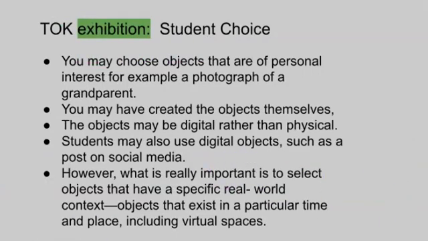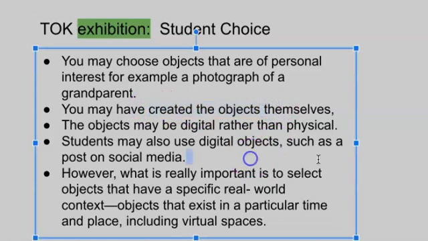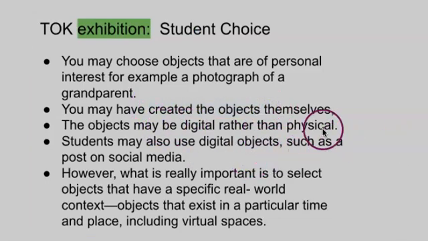The next thing I'd just like to highlight is that there's a lot of student choice going on in the exhibition. You can choose photographs and objects from around about in your life. You can even have something that you have created before. You wouldn't make something specifically for the exhibition, but you might have created something in the past yourself. So you can have digital things, physical things. We've already talked about tweets and posts on social media, etc. But just remember that all of them have to have this real world connection. That needs to be specific.